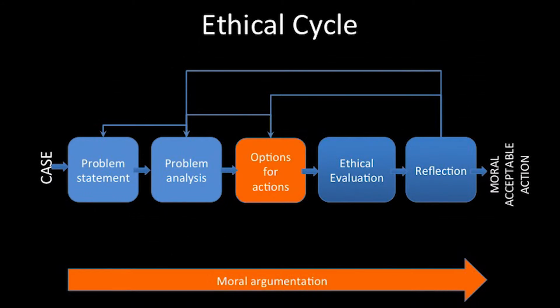So now we have the problem statement. We have analyzed it in terms of the stakeholders. The third step now is identifying and devising options for action with the help of strategies like the black and white strategy and the cooperation strategy.